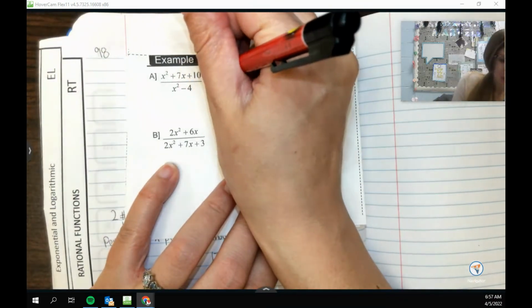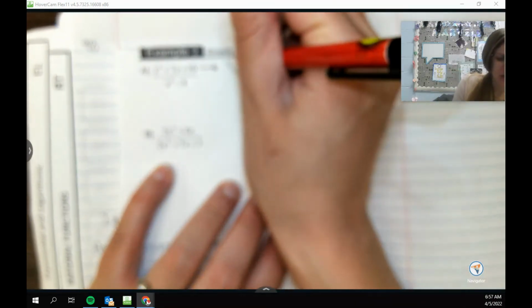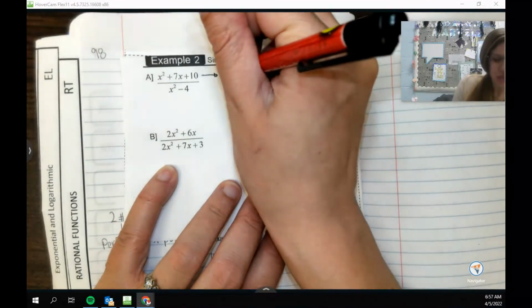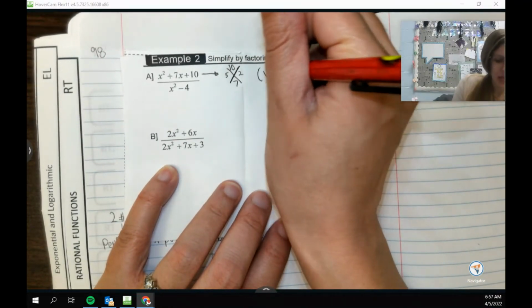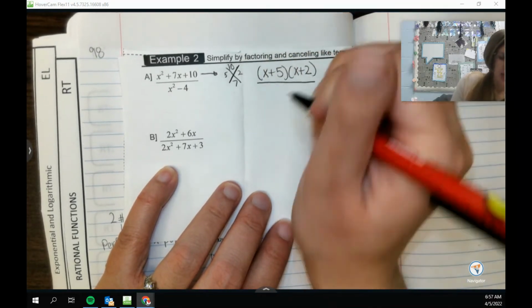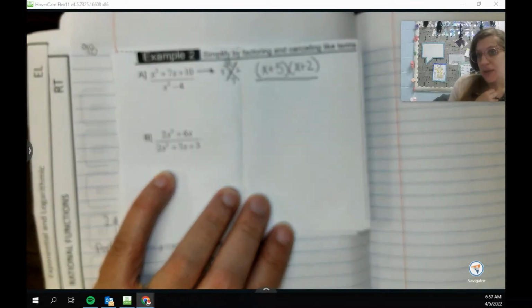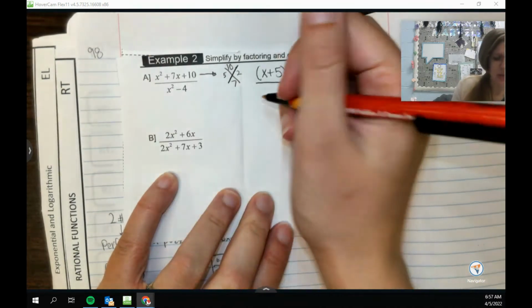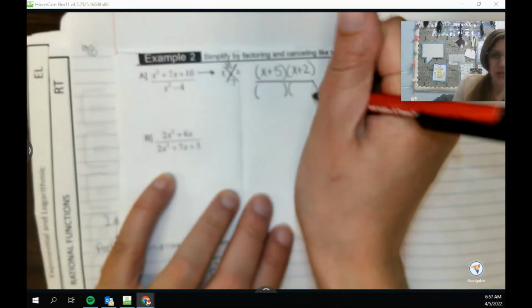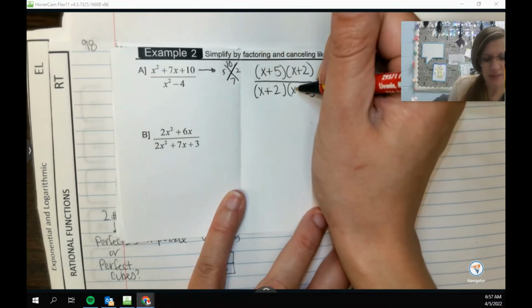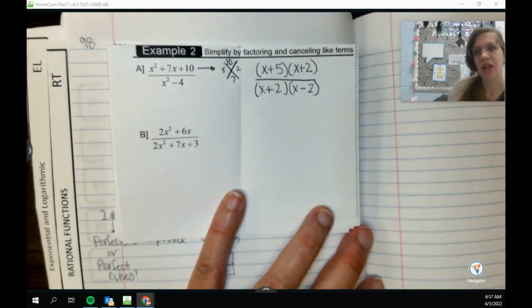So top one, I'm thinking X puzzle. So like what multiplies to 10 and adds to 7. So 5 and 2. So I'm going to rewrite this as x plus 5, x plus 2. In the denominator, because there are only 2 terms, I'm thinking perfect squares or perfect cubes. And these are perfect squares. So when we have perfect squares, we get 2 binomials. And we square root each thing. So x and 2. One's a plus, one's a minus. So that we get 0 in the middle and a -4 at the end.